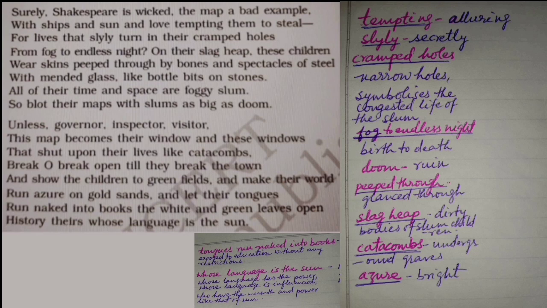peeped through by bones. Peep through means to have a glance through. So this shows that these slum children are malnourished. They haven't got a proper balanced diet. They are not fed properly, and because of that their condition is very bad. They are very lean and thin, and it seems that they wear skins. They are so much poverty stricken that their bones peep out through their skins.